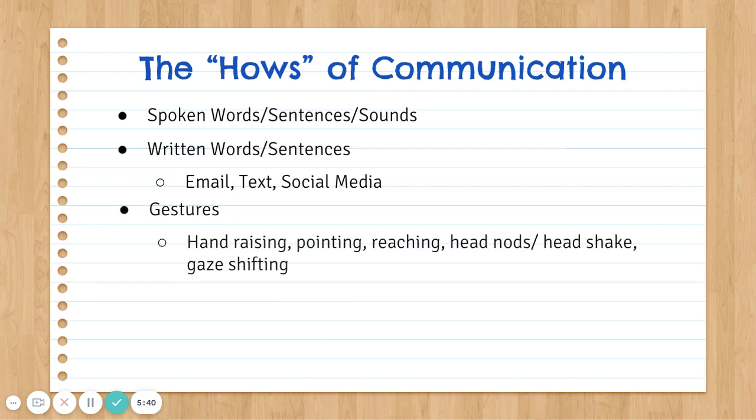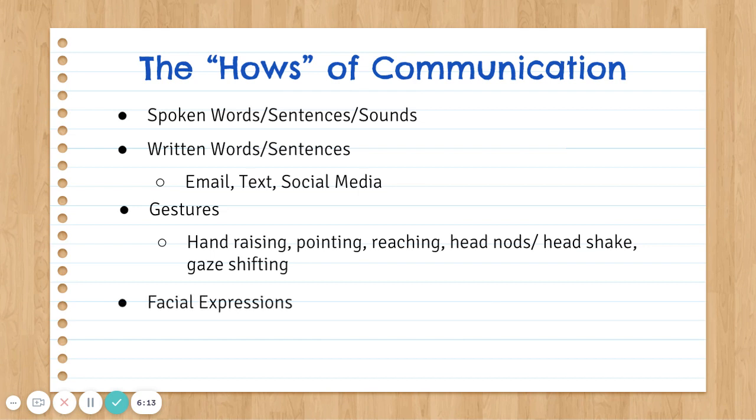The next is things like gestures. So expected gestures might be things like hand raising, pointing, reaching for someone, a head nod or a head shake, or gaze shifting. So gaze shifting would be if you are in a room with two teachers. Maybe there's a teacher in the front of the room who is talking, and then you have to shift your gaze to the back of the room when another teacher is talking as well. So knowing when and where our gaze is moving also is a way that we communicate.